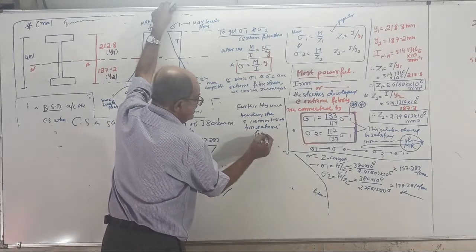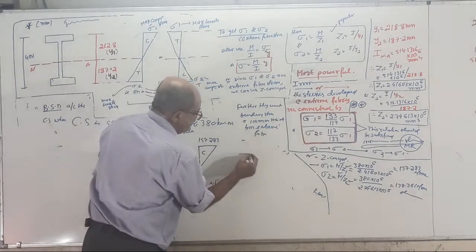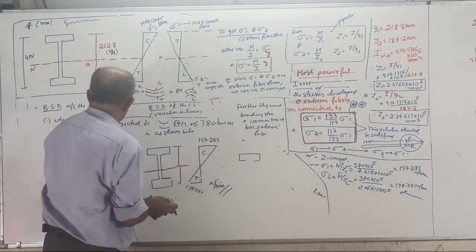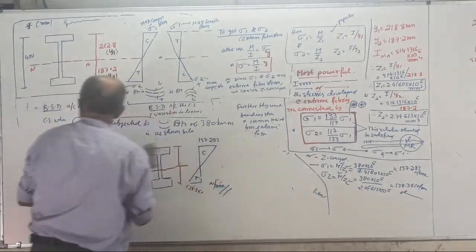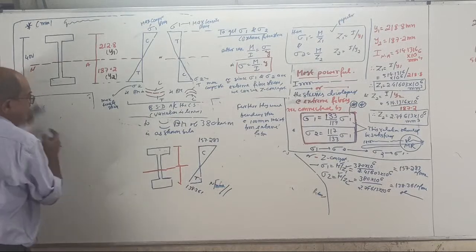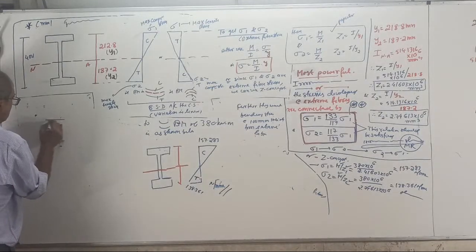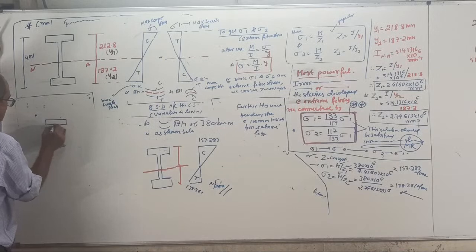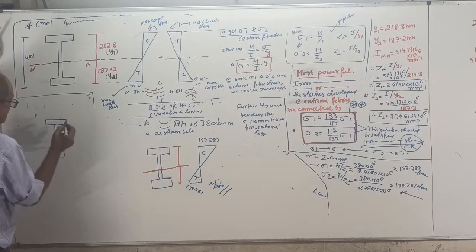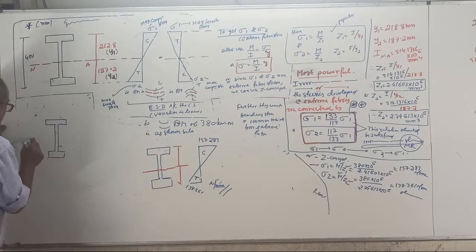Extreme fibers. That is, if the cross section is here, okay, I will do one thing now. I will come to this side. This I can remove now. That is, if the cross section is here, see, this is the neutral axis.